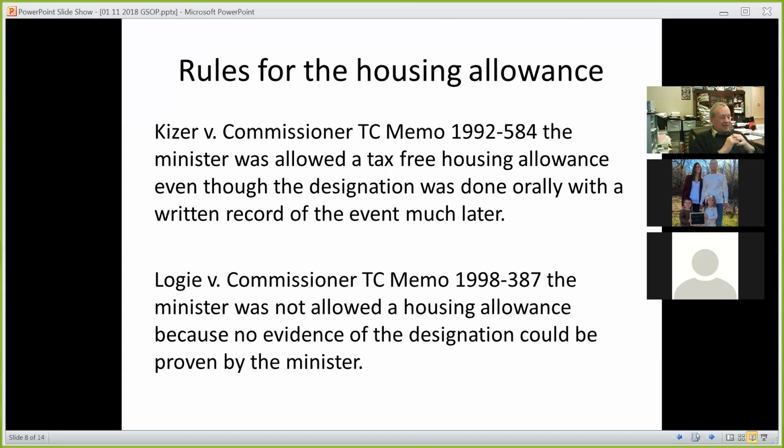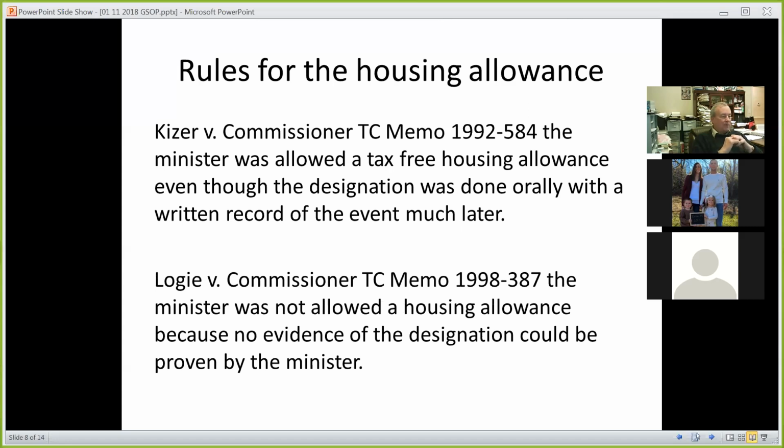Logie versus Commissioner, a 1998 tax court memo case. He was not allowed a housing allowance because no evidence of the designation could be proven by the minister. So those two cases seem to be just the opposite of each other, but the difference is that in Kaiser, he was able to prove to the satisfaction of the tax court that it had been allowed, and the designation was just documented later, whereas in Logie, he was not even able to prove that it had been allowed orally, much less documented. So the best thing to do is to get something in writing.